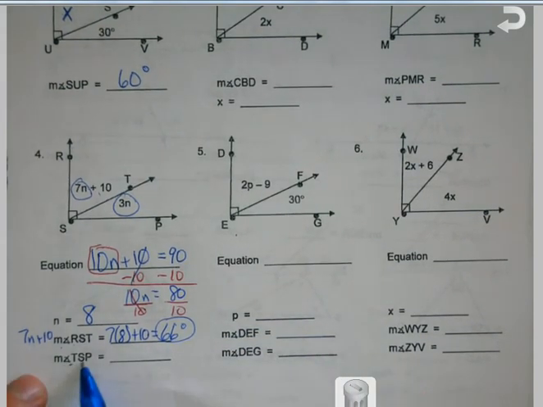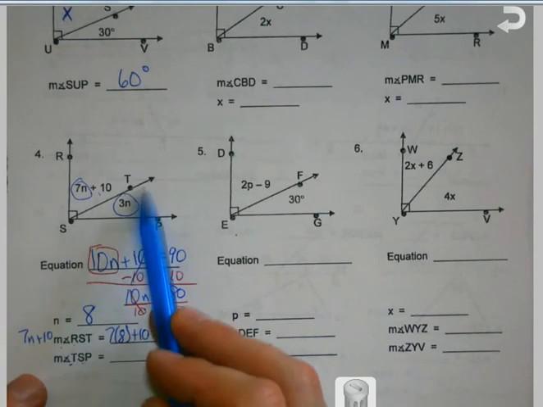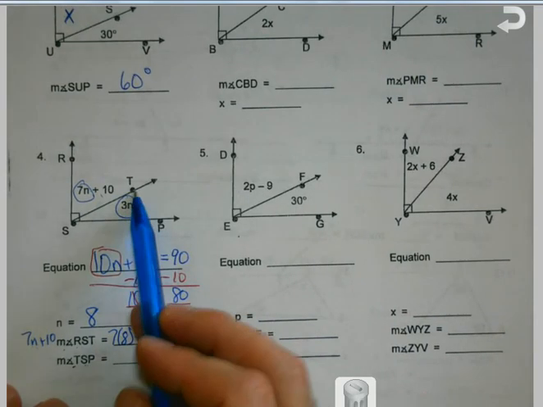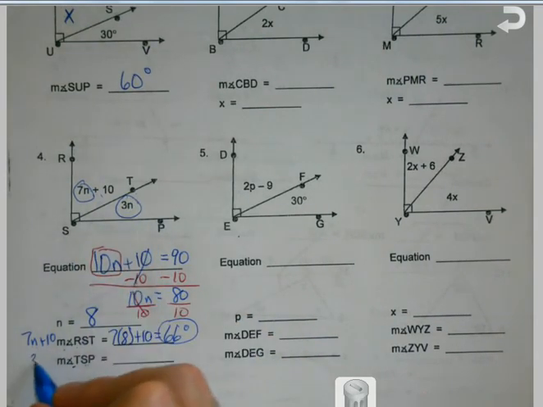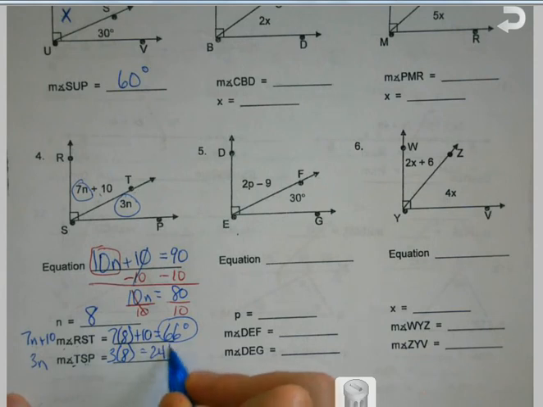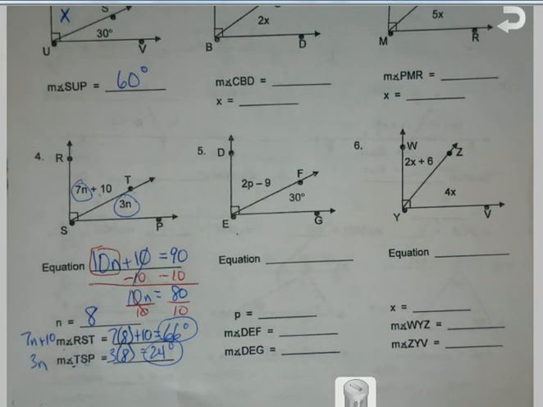And then TSP, what is M? M just stands for the measure. What's the angle measure? So right, for the whole thing it's 90, but for this TSP part, it's going to be whatever 3n equals. That's 24, because I replaced the n with the 8. And 66 plus 24 is 90, so I did it right. But there's always the parts to it. Build the equation, figure out the variable, and plug it in.